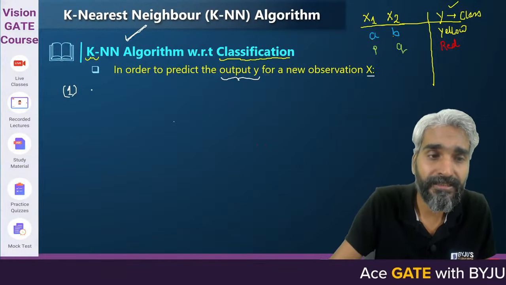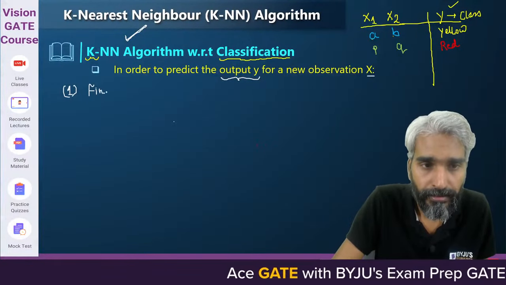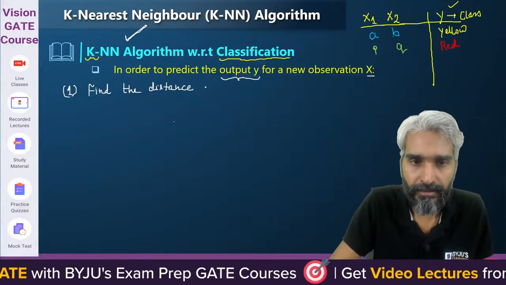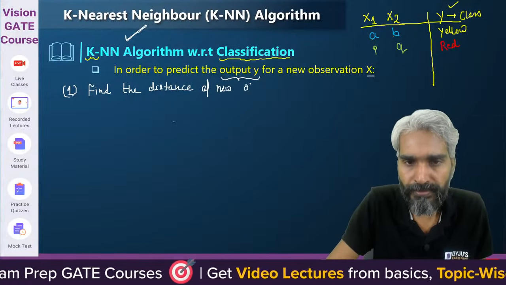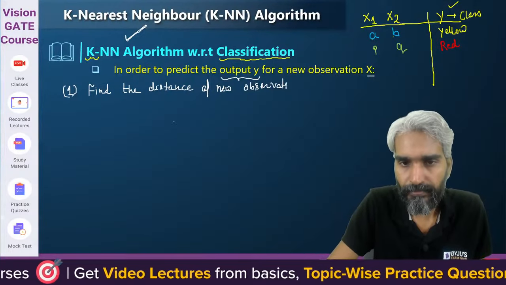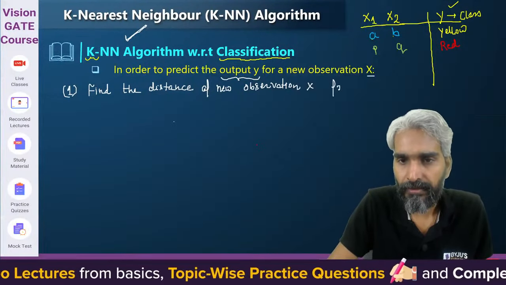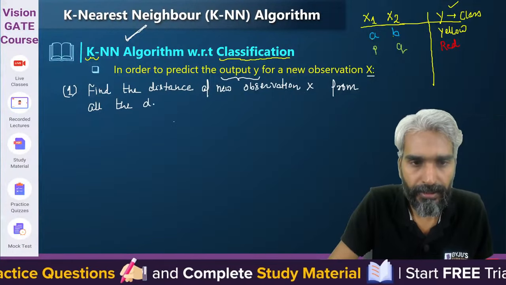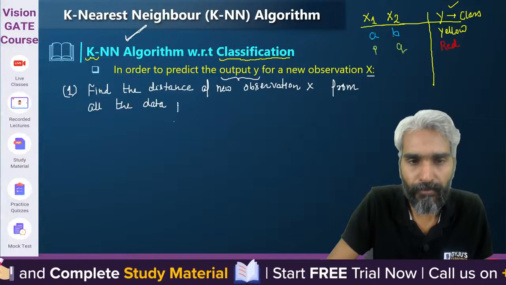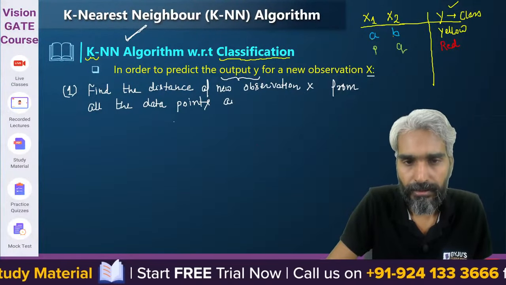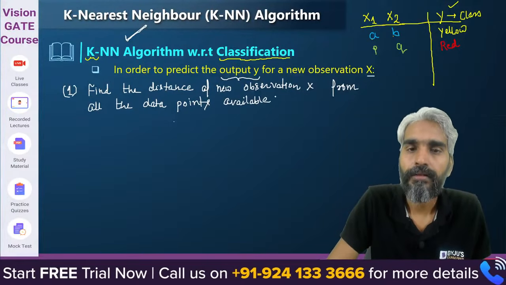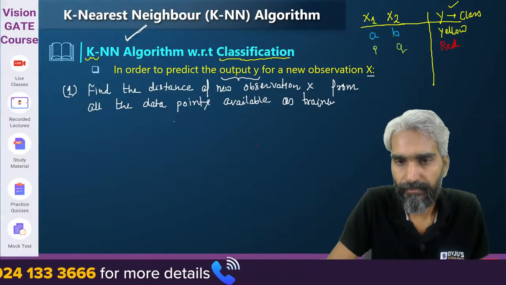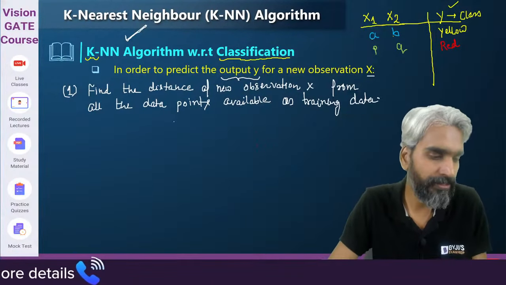What will we do? The very first thing: find the distance of the new observation x from all the data points available as training data. From all the data points available as training data.